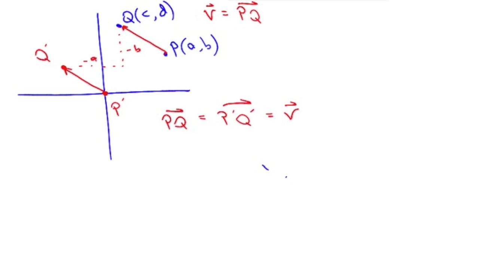C minus A. I'll give you that one. So this would be C minus A, comma, D minus B. That would be its coordinate. Right? You take away from the y coordinate and you take away from the x coordinate.